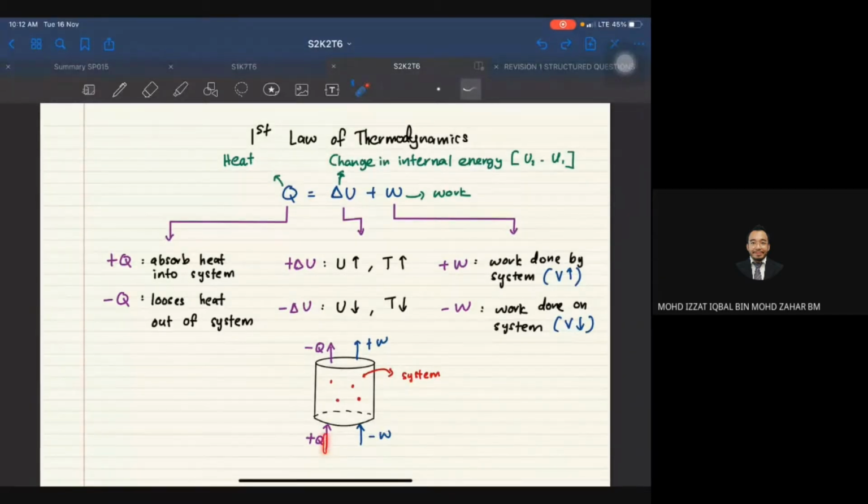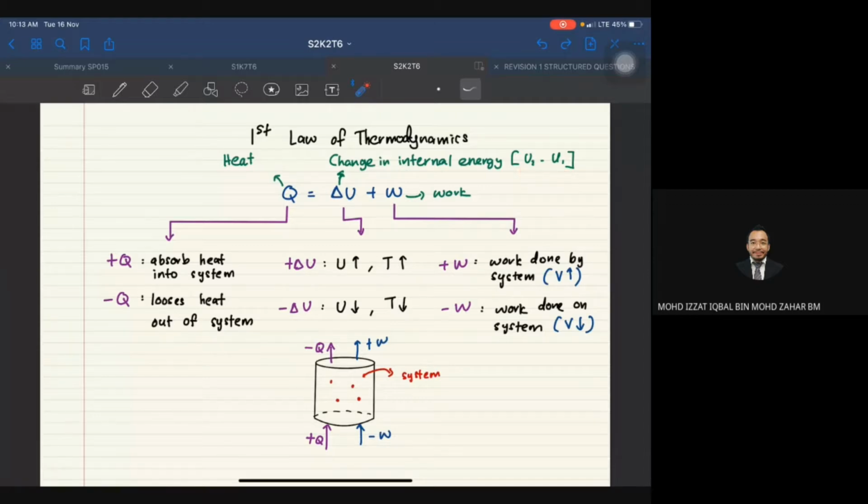So dikata kalau positive Q, heat being absorbed into the system. So maksudnya Q ni masuk dalam sistem. Kalau negatif, maksudnya Q going out of the system. Okay, so example it loses the heat ataupun heat transfer out. That one is the meanings of positive Q and negative Q. Delta U represent the change in internal energy. So kalau positive delta U, you will expect that final energy is bigger than the initial energy. So U2 is bigger than U1 kalau dia positif lah.